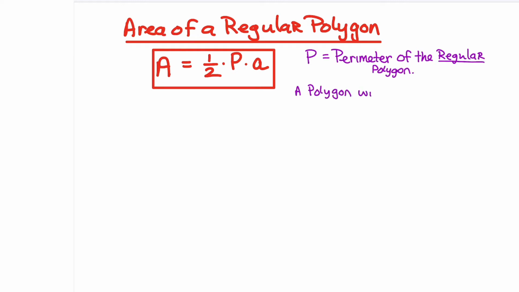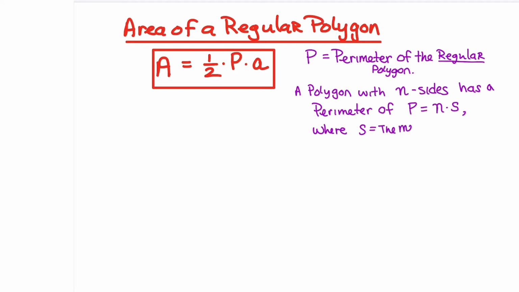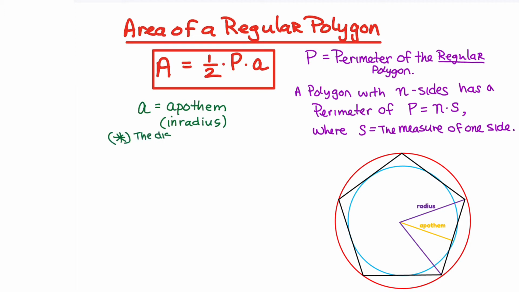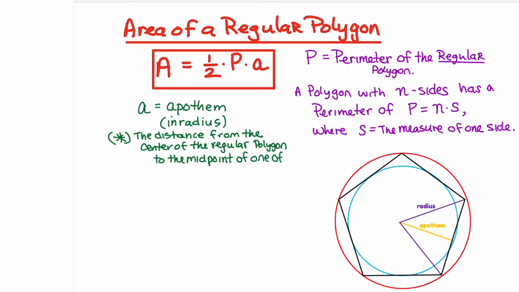The perimeter of a regular polygon is easy to find if all the sides are the same measure. So if there's a polygon with n sides, its perimeter is equal to n times s, where s is the measure of one of the sides. Now the apothem, by definition, can also be called the inradius, and it's the distance measured from the center of a polygon to the midpoint of one of the sides. The apothem will always be perpendicular to the side.